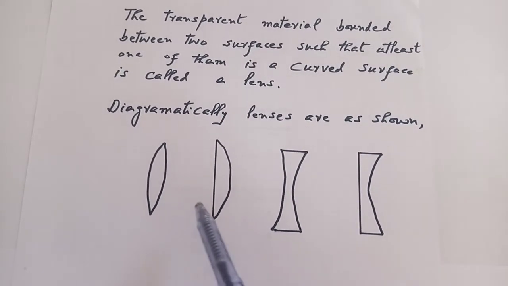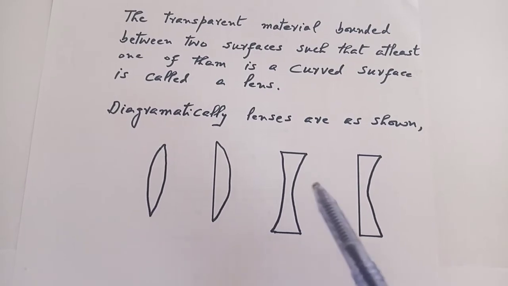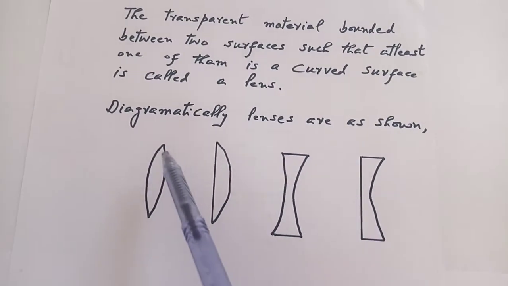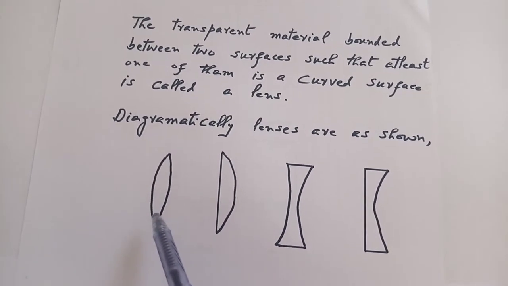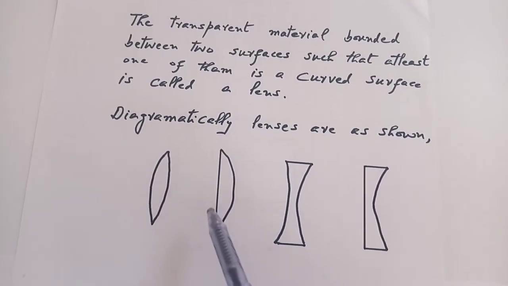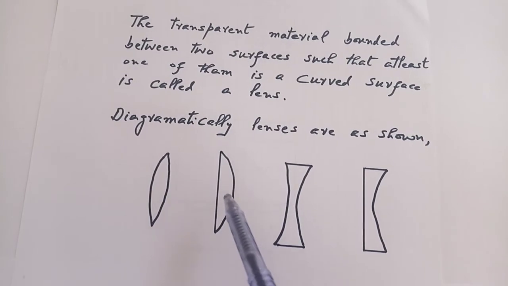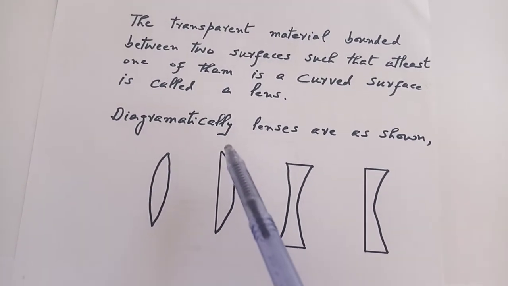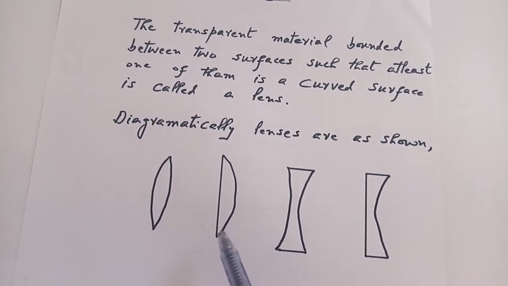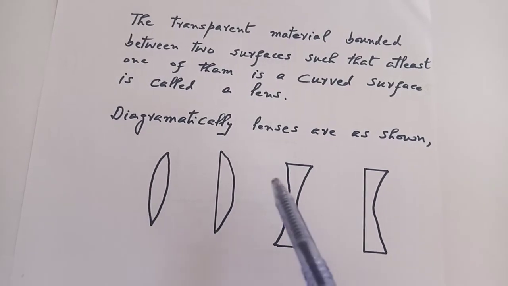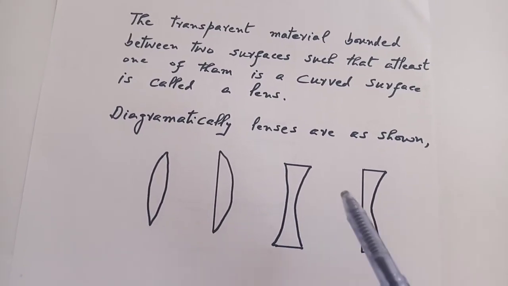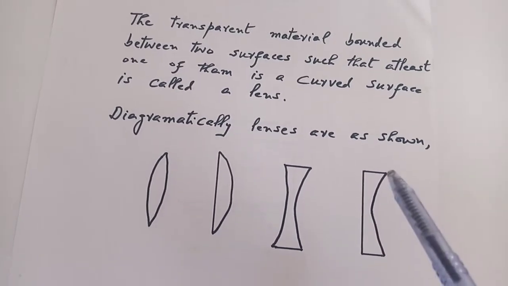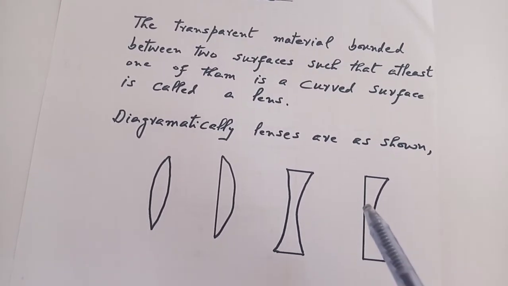These are the lenses. This is a lens, this is a lens, this is a lens. Here the two surfaces are curved, so it is a lens. Here one surface is plane, but at least one is a curved surface, so it is a lens. Also here both are curved surfaces, so it is a lens. Here one surface is plane, but the other surface is curved, so it is also a lens.